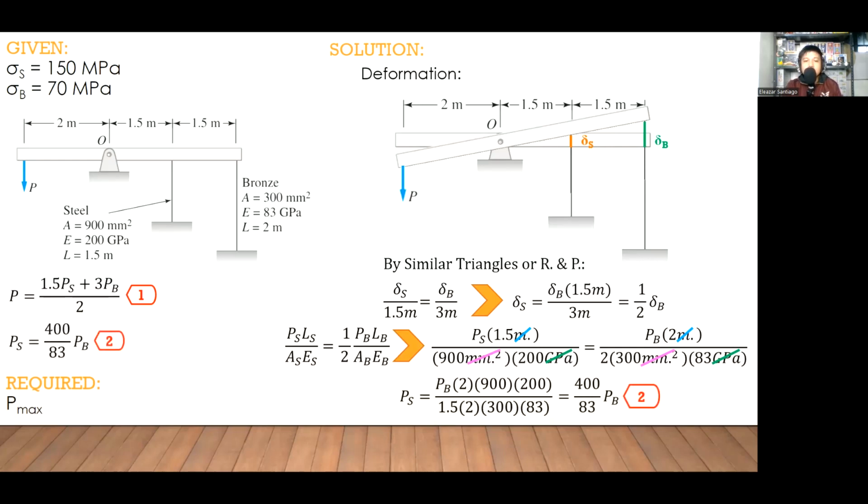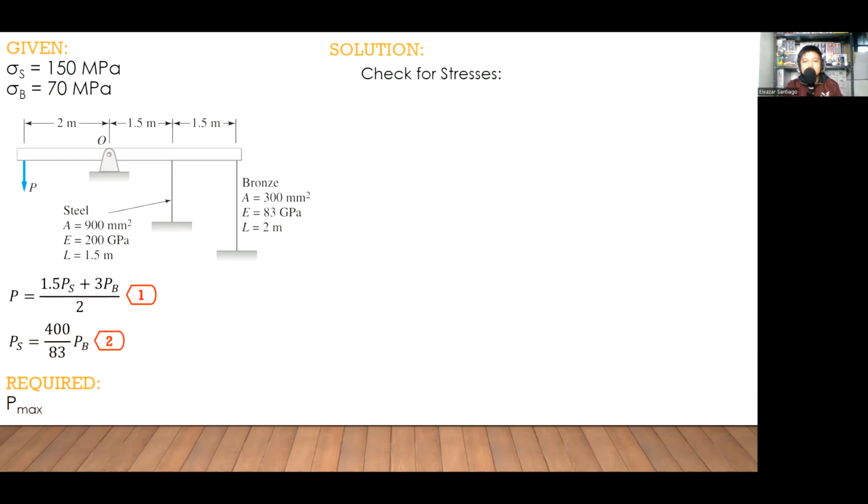So for our next process, by means of inspection, we have 3 unknowns and only 2 equations. Therefore, for us to come up with the value of our P maximum, we need to check our given, in which we are provided with the working, the allowable, or the maximum values for both steel and bronze material. Therefore, let's check the stresses.